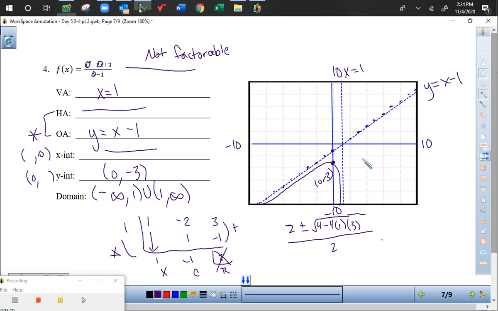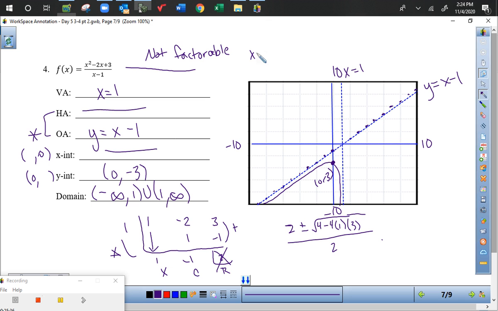Alright, then it looks like we're missing something on this side because we're out of points to plot. So we just have to pick something to the right of 1 to plug in. Because there is not a factored form, we just have to plug this into the original. And I'm going to pick 2 and plug it in right here.